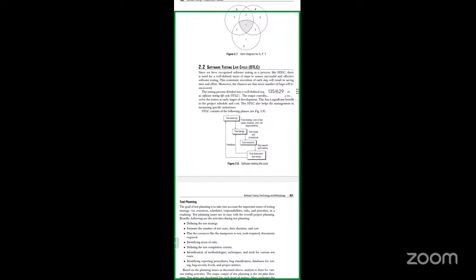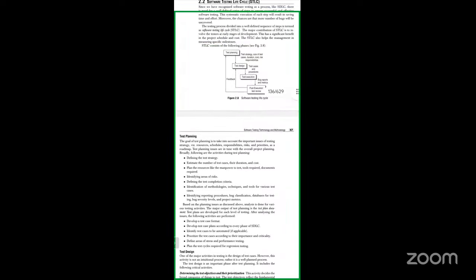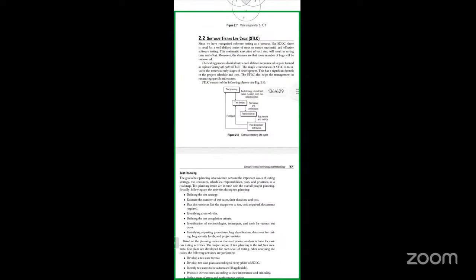Okay, so is it clear? Yes, the phases, is it clear? STLC.